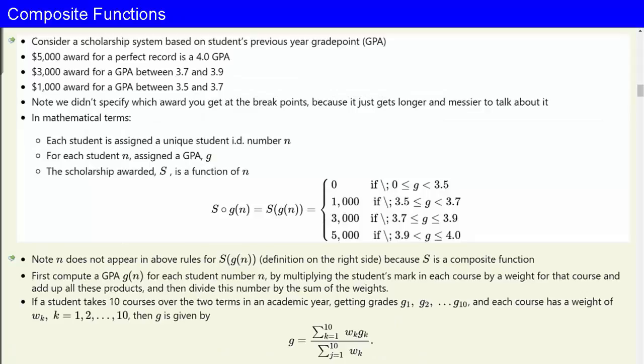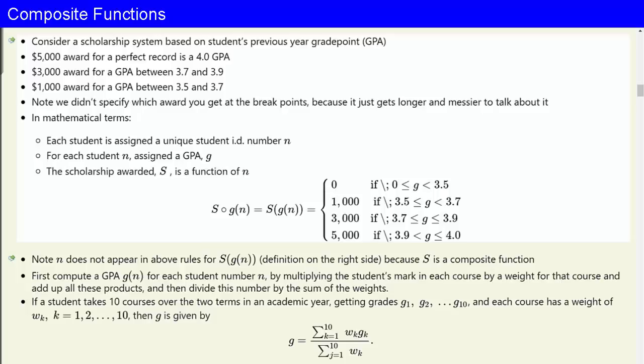Composite functions occur everywhere in the real world, and computer programmers in particular are always basing algorithms on the composition of simple functions. One example is a scholarship system which is based strictly on a student's grade point in the previous year. Assuming a perfect record is a 4.0 grade point average, one system might be to award $1,000 for a GPA between 3.5 and 3.7, $3,000 for a GPA between 3.7 and 3.9, and $5,000 for a perfect 4.0.